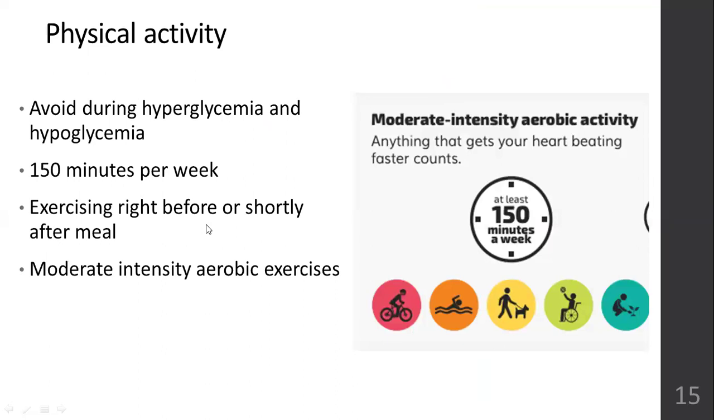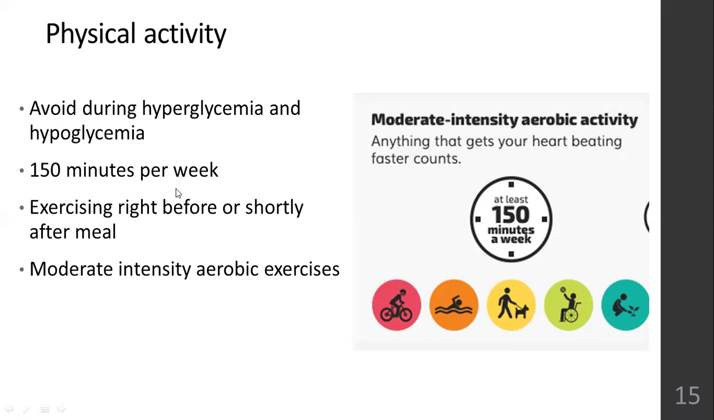So physical activity for diabetic patients: avoid hyperglycemia and hypoglycemia. If you know your blood glucose levels are too low, don't do anything vigorous. If you have high blood sugar level, again, don't do anything that is too vigorous. 150 minutes of exercise per week. You can spread it according to your schedule. That is fine. Exercising right before or shortly after the meal is the best option.